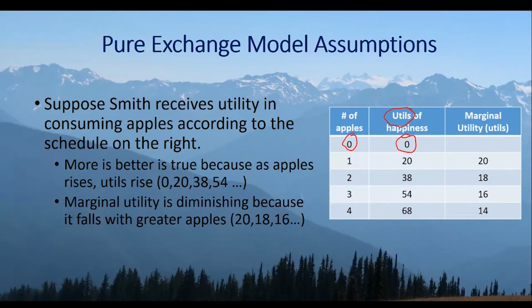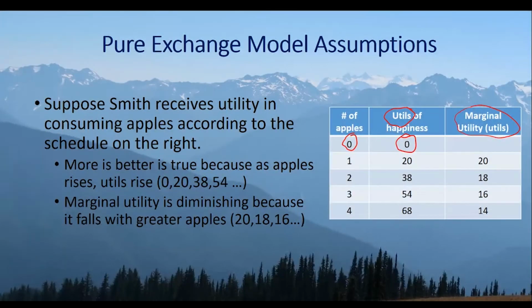Let's imagine if he gets 1 apple in consumption, hypothetically, that he would get 20 utils of happiness. Let's suppose if he consumes 2 apples in total, he gets 38 units of happiness, utils. 3, 54, 4, 68, and so forth. Now, I have created this preference function, if you will, in a way that exhibits diminishing marginal utility. And to do that, we have to go over here and look at marginal utility on the far right side.